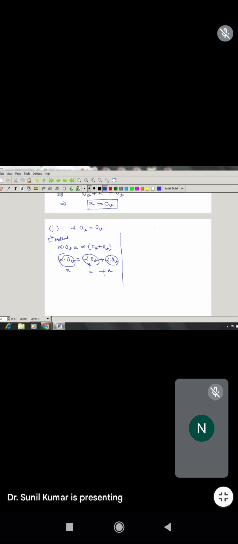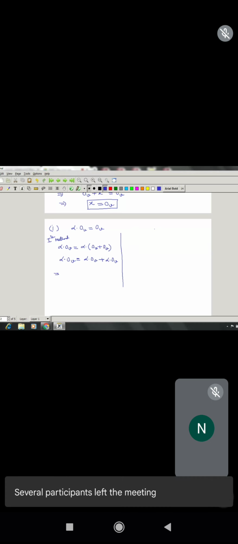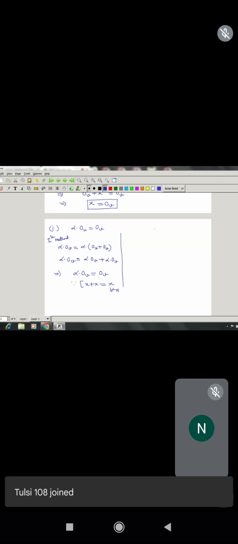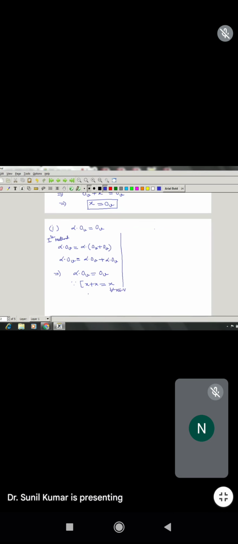And which value of x will satisfy this? 0v. Alpha dot 0v equal to alpha dot 0v plus alpha dot 0v. This implies that alpha dot 0v equal to 0v, because x plus x is equal to x for every x in V implies x is equal to 0. So by using the property we can write this.